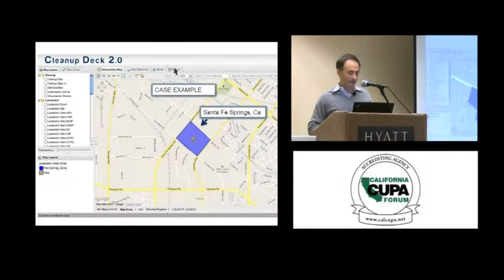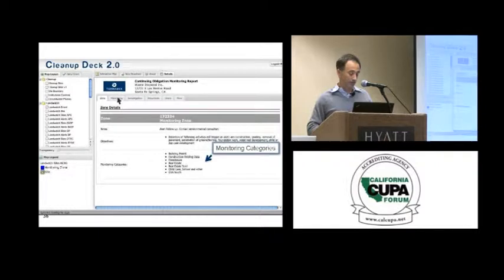On a site-specific level, you can go, let me see my site. Geez, six things happened, and I can see some graphs about what the events were like. Was it excavation? Was it real estate, and so forth? I'm going to a case example that flies through kind of the same thing. You get your site, you have your monitoring categories. These are the six things I want you to monitor for me.